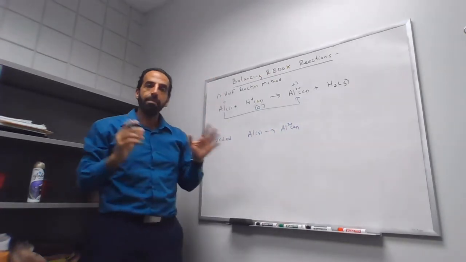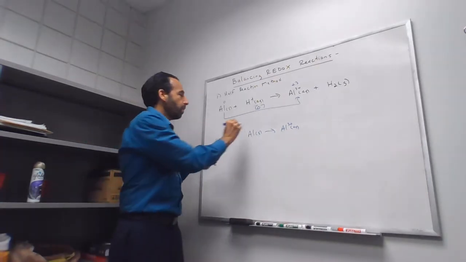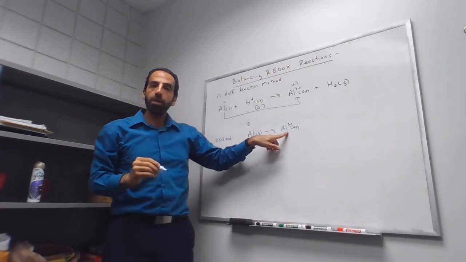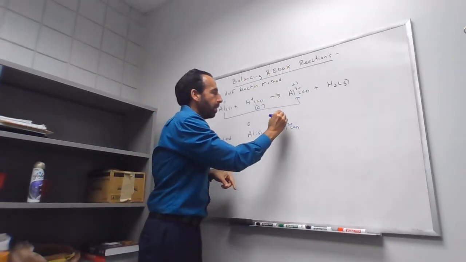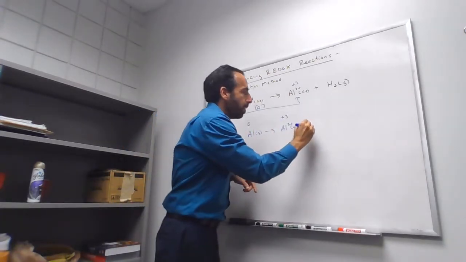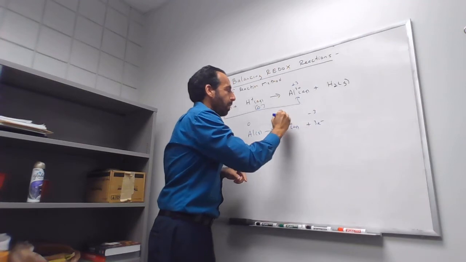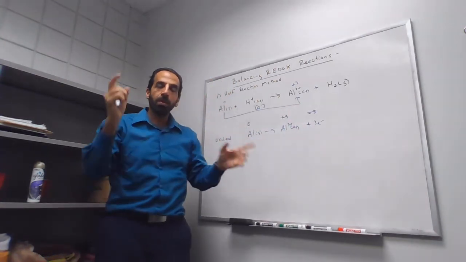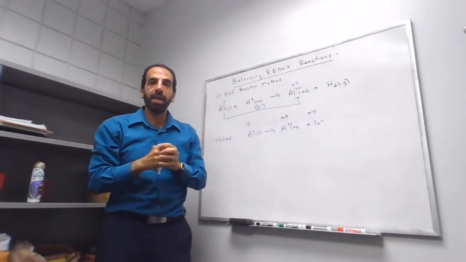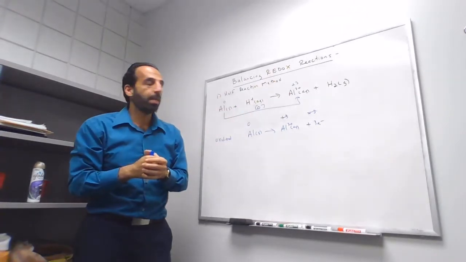Couple of things. I got to balance the charges. The way I do it is, well, aluminum here is neutral, that's 0. The charge here is positive 3. I can only add electrons. So if I add 3 electrons here, that makes it a negative 3, that makes it neutral. So the charges have to be the same on both sides. It doesn't always have to be 0 and 0, but they have to be the same on both sides.